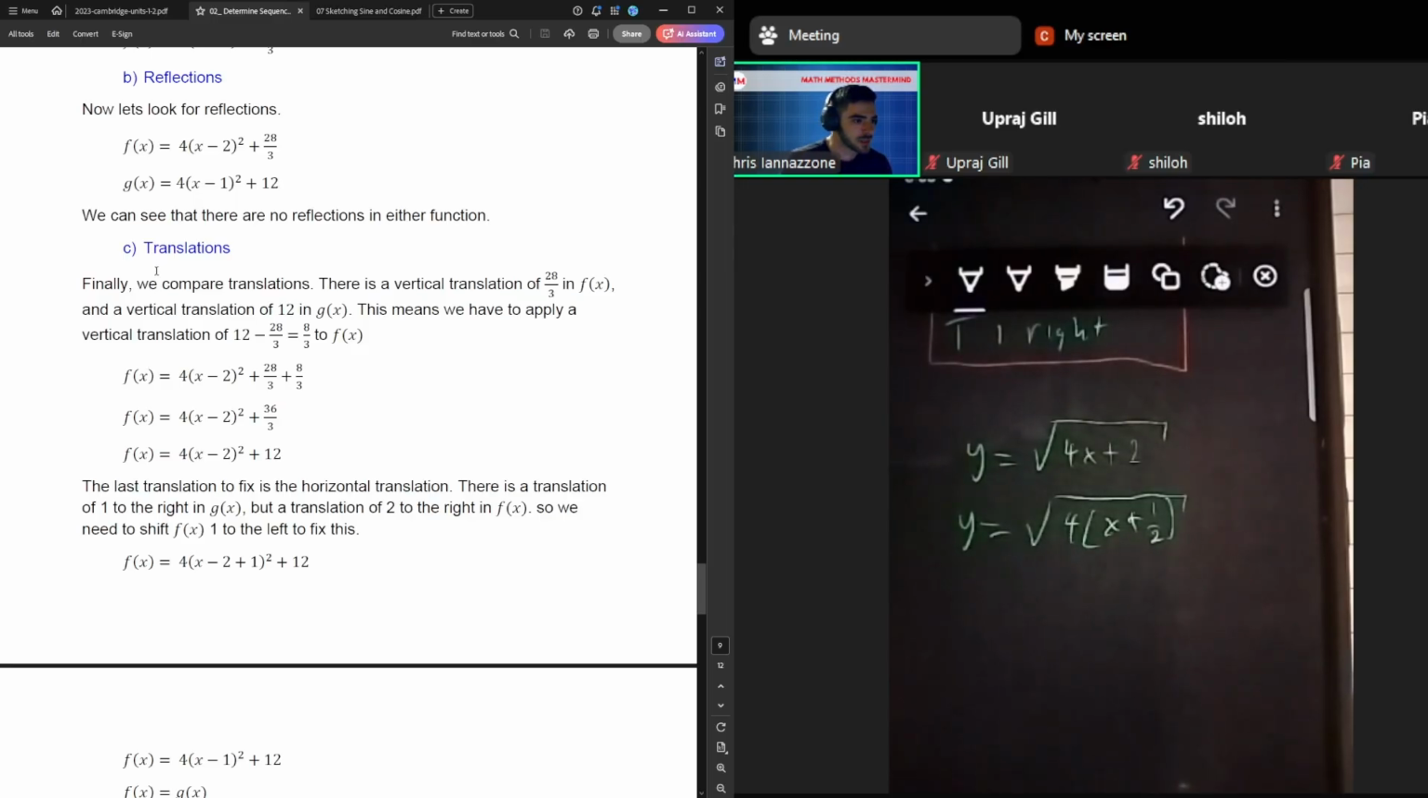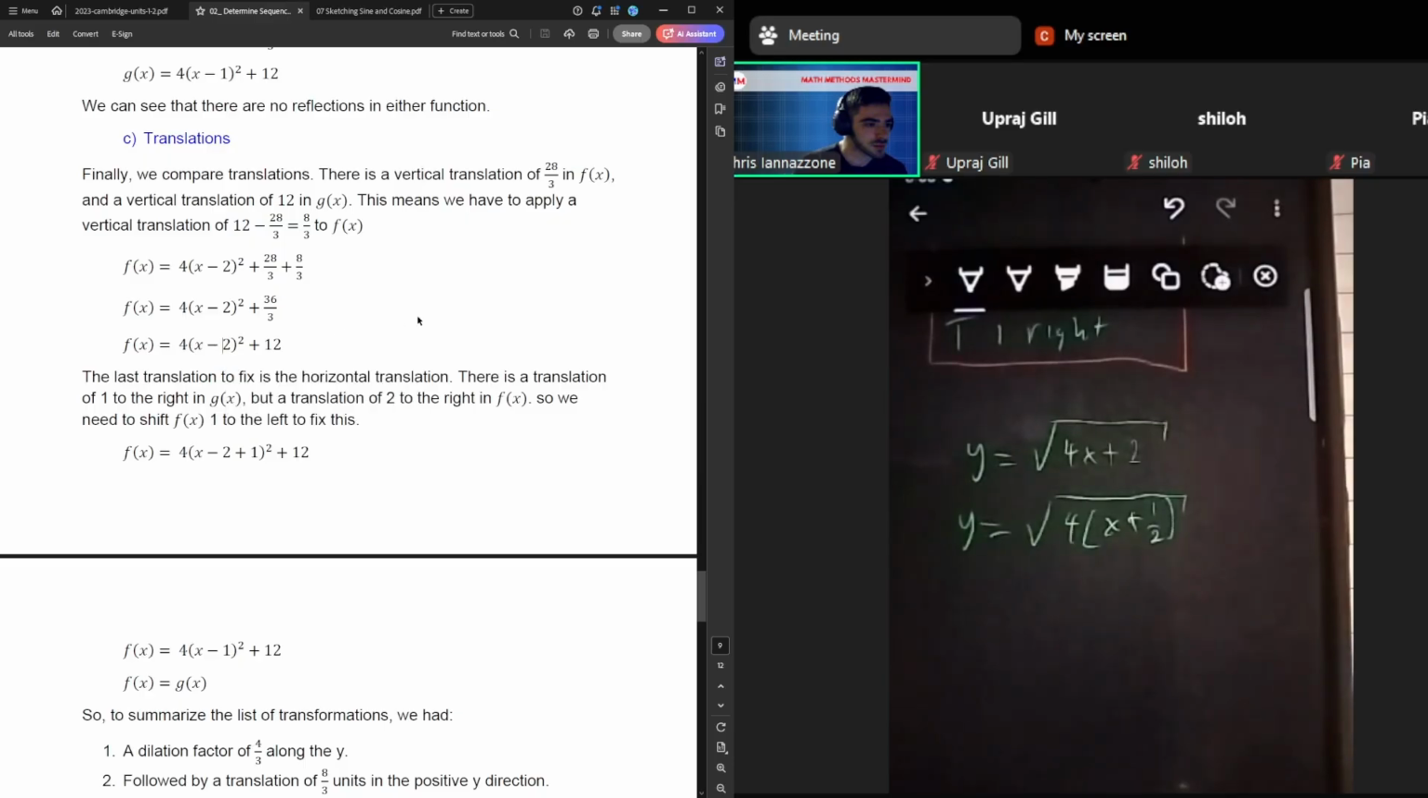From there, we can now compare some translations. So first thing we're looking at are the vertical translations. We've got 28 over 3 that we currently have. We want to make that look like 12. So we need to figure out, what do I have to add or subtract to this to make it equal 12? Well, just find the difference of those two numbers. If you were to add 8 over 3, you would make it 12. Hence your vertical translation is going to be 8 over 3.